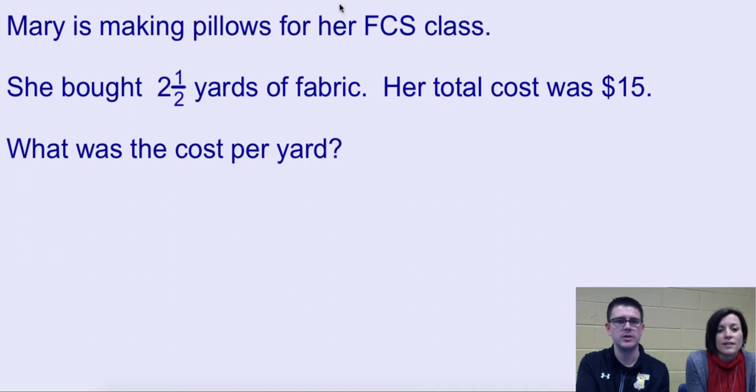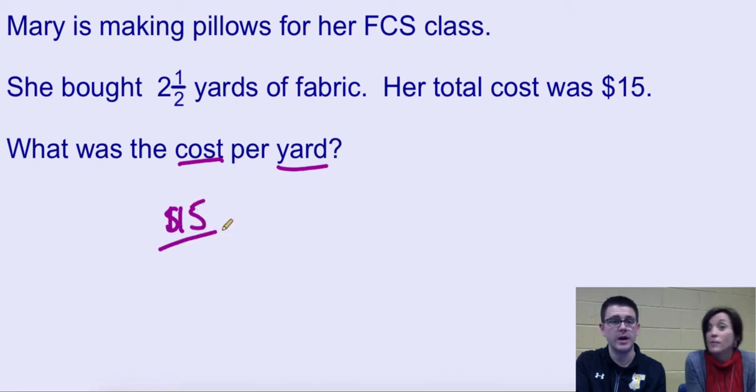Now let's put it to use in some problems. All right, Mary is making a pillow for her FCS class. She bought 2.5 yards of fabric. Her total was $15. What is the cost per 1 yard? So we got 2.5 yards. No, $15, sorry. Money always goes on top. $15 is our numerator. 2.5 is our denominator. Can we change 2.5 to 5/2, please?